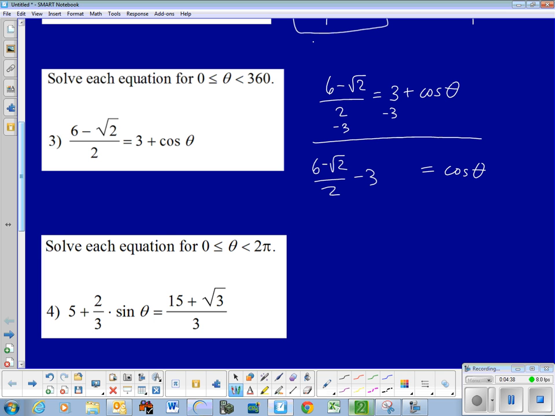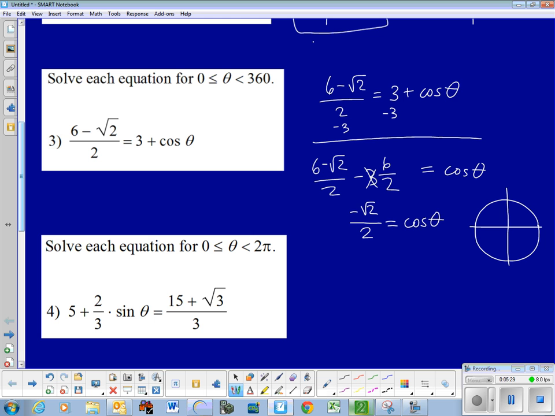Now, if this is a question that's asking you for an exact answer, a non-calculator question, then something nice has to happen, because 6 minus the square root of 2 over 2 minus 3 is not a location on the unit circle that I know. So look for something nice to happen. In this case, I need to think of 3 as 6 over 2. So now I have 6 minus the square root of 2 minus 6, which is negative square root of 2, all over 2, equal to cosine. Some sort of adding, subtracting, manipulating of terms is going to create a value of cosine that we know. So now the question is, between 0 and 360 degrees, where does the cosine equal negative square root of 2 over 2?